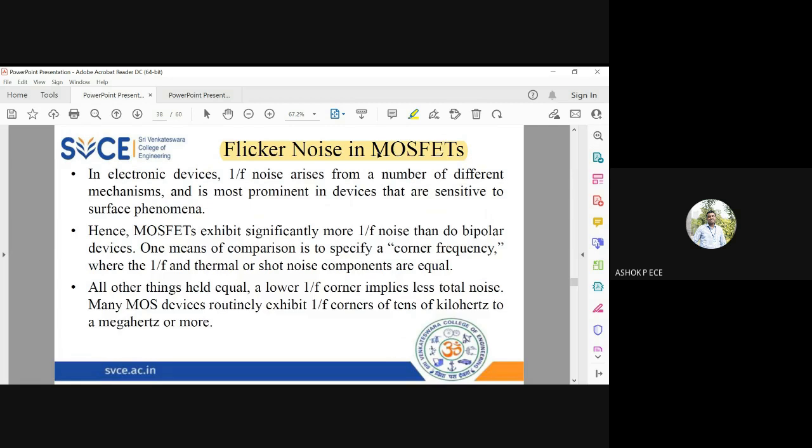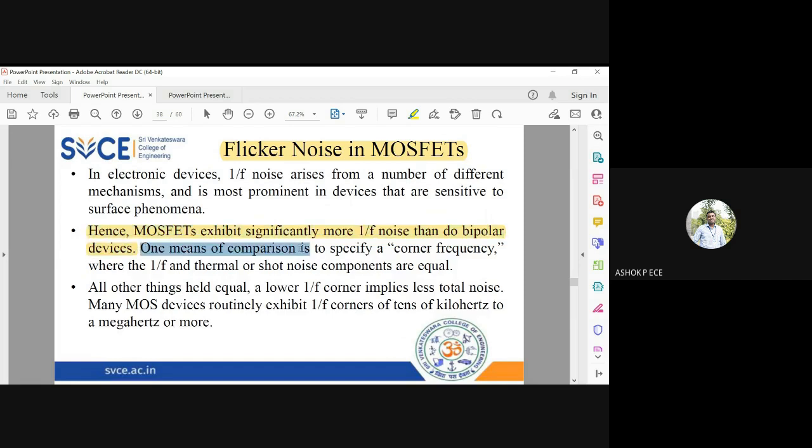We have seen thermal noise is present in the drain current. We have seen thermal noise is present in the gate terminal with respect to MOSFET. So same way here we are going to see where flicker noise is present in MOSFET. MOSFET will have a higher amount of flicker noise when compared to BJTs.